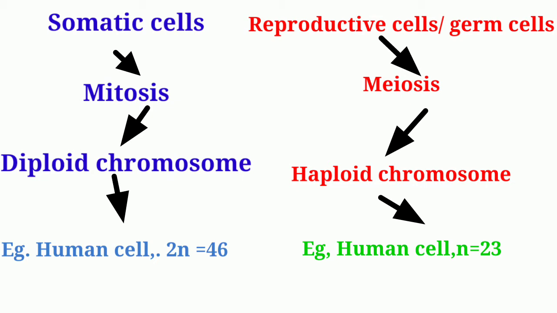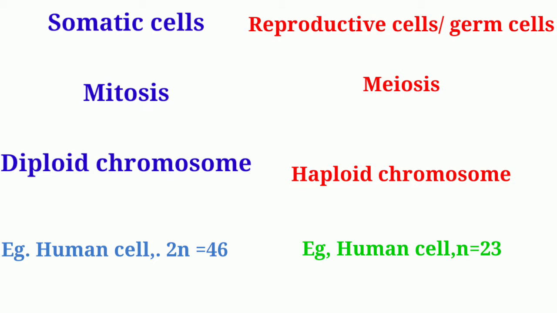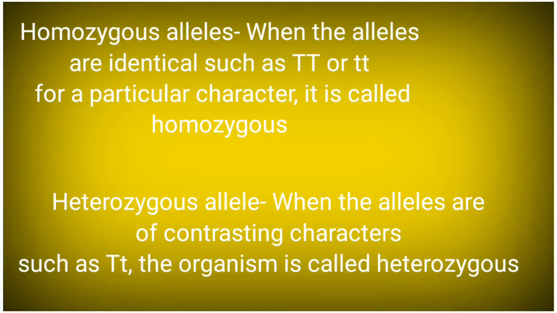And this condition is called homologous chromosomes. That means for a particular character, we have two genes or two alleles. And these two alleles can either be in homozygous form or in heterozygous form.